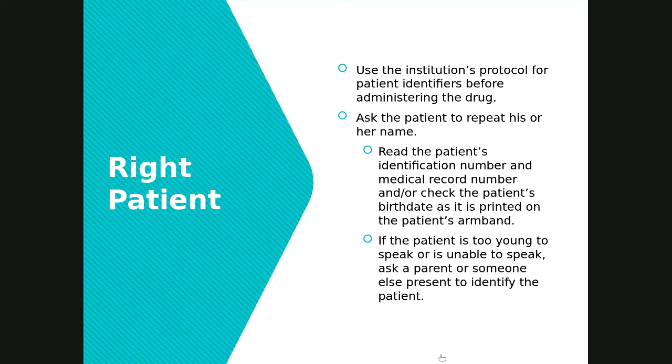You just don't want to randomly give the drug to the patient. So if it's a child, you want to confirm with the parent. If it is someone that is not able to give consent, you want someone else in the room to be able to give that consent and confirm that that is who the patient is. And if they're able to speak, just ask them to confirm their last name and date of birth. It's typically what department protocol says.